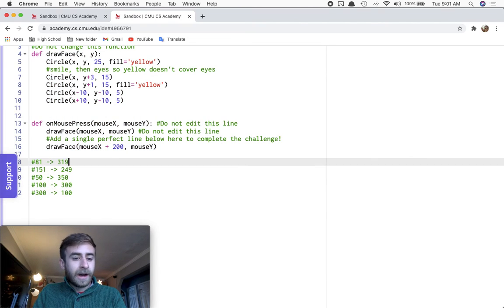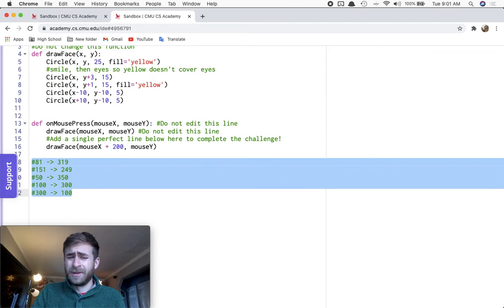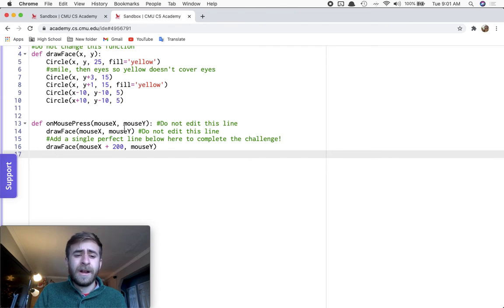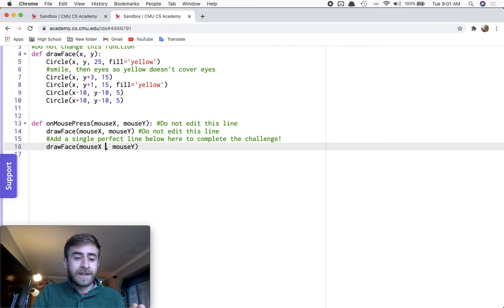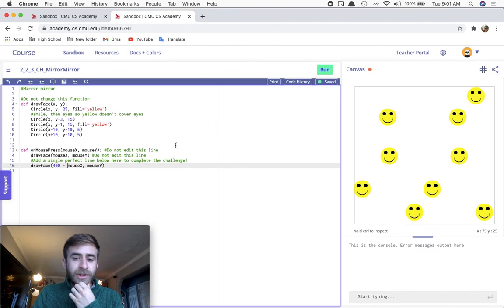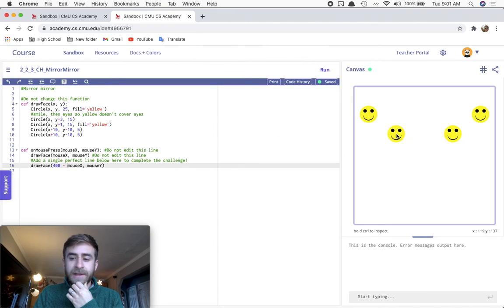Whoops. I'm going to delete these things. Writing those comments didn't really help. Sorry. So I'm definitely still using the mouse X, but the trick here is I'm going to do the maximum canvas minus the mouse X. And this should now give us that solution that we had from before.